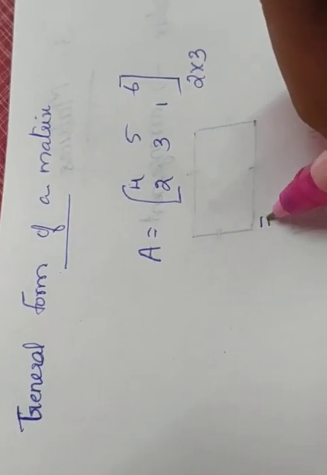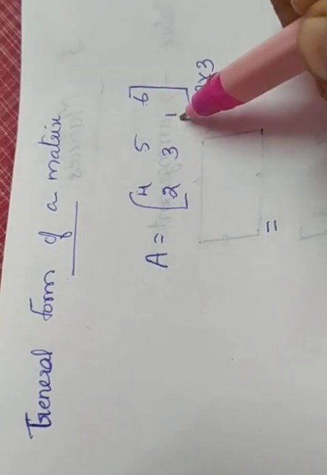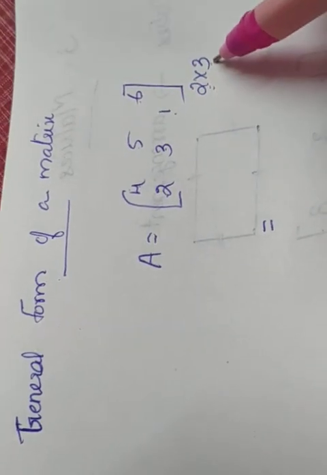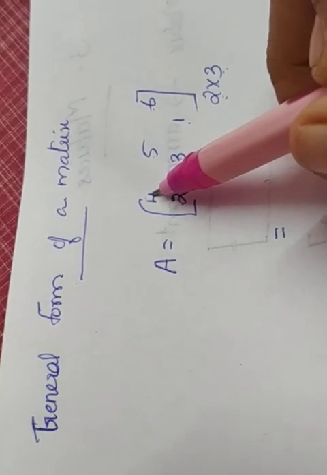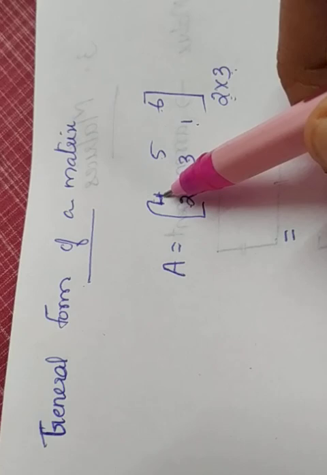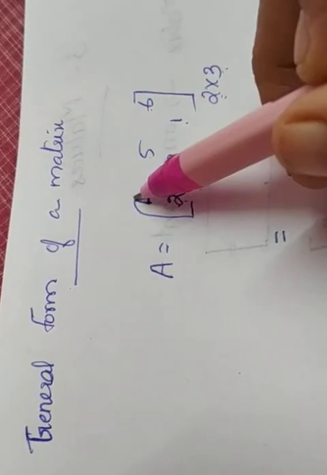And if we want to mark the position of each element, how many elements are there? 1, 2, 3, 4, 5, 6. 6 elements. 2 into 3 gives you 6. Okay. So, if I want to say the position of each element, what you have to do is: 4 is in the first row and first column.